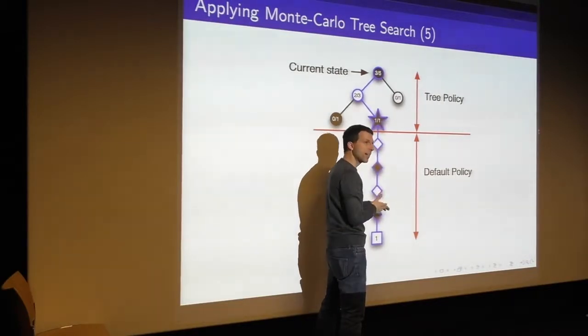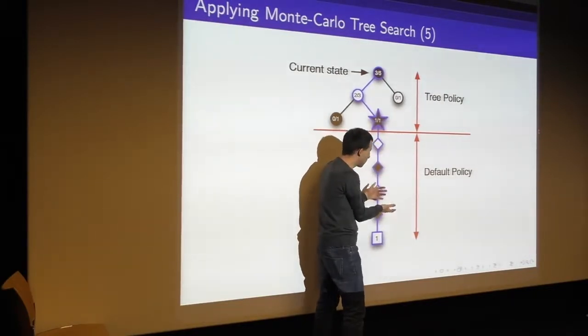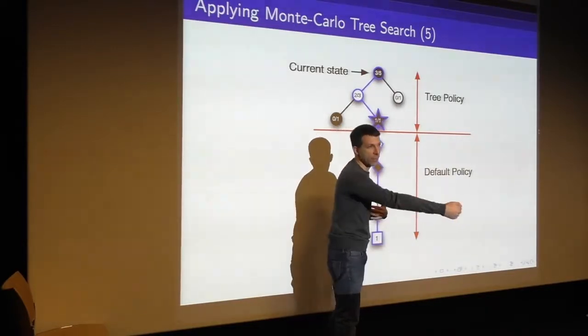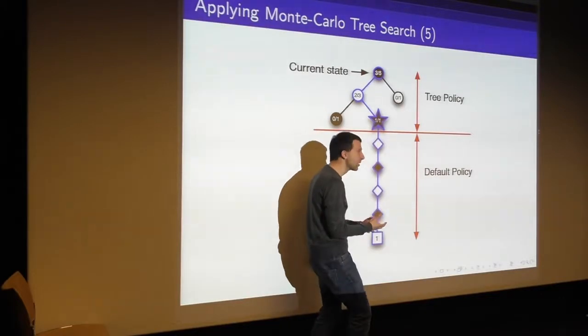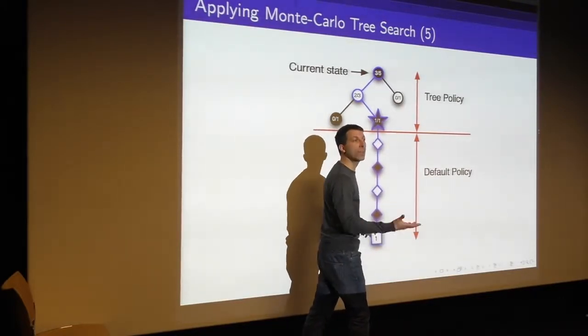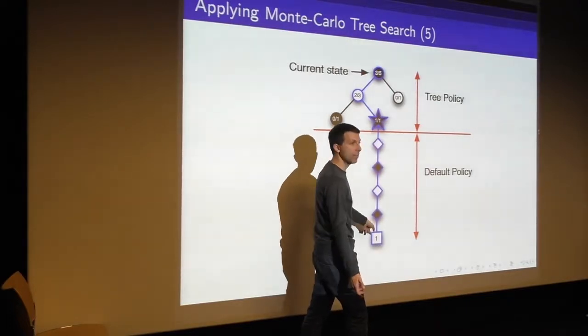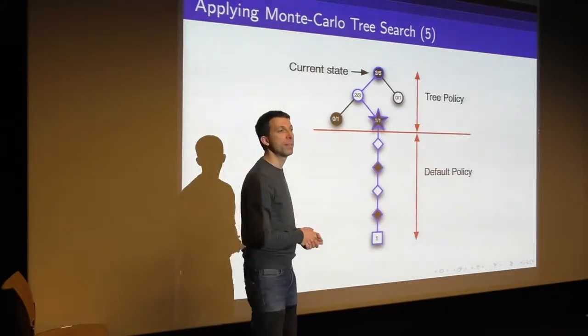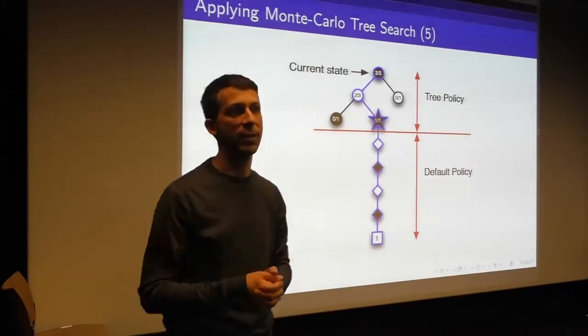Asymptotically, any bias that we introduce in this simulation policy gets removed as we go further and further in. In practice, it does matter a lot which policy you choose here. But nevertheless, even with very naive policies, even if you just pick things uniform randomly, this strategy works very, very well. So uniform random isn't as dumb as you might think in many situations.